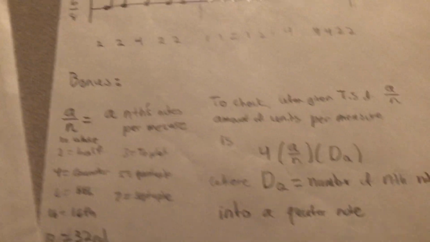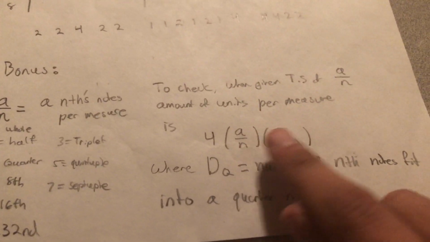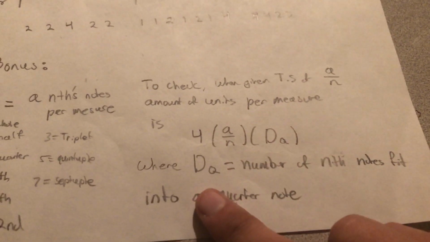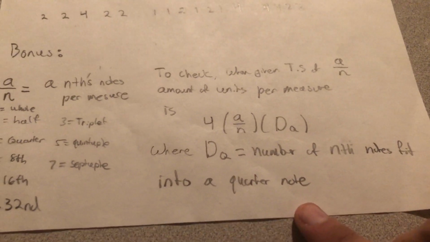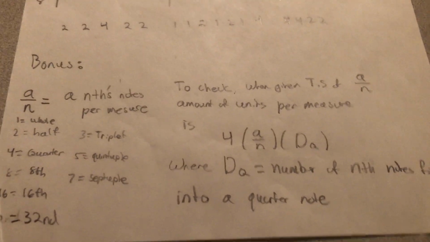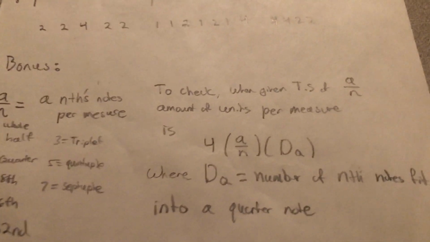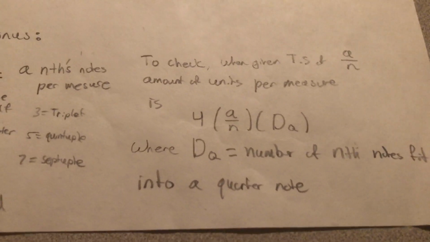Well, there's a formula for that. And the formula is the number 4 times our time signature times D of Q. And D of Q equals the number of nth notes that fit into a quarter note. That means if you have an eighth note, 2 eighth notes fit into a quarter note. 16th note, 4 16th notes fit into a quarter note. So D of Q would be 4.